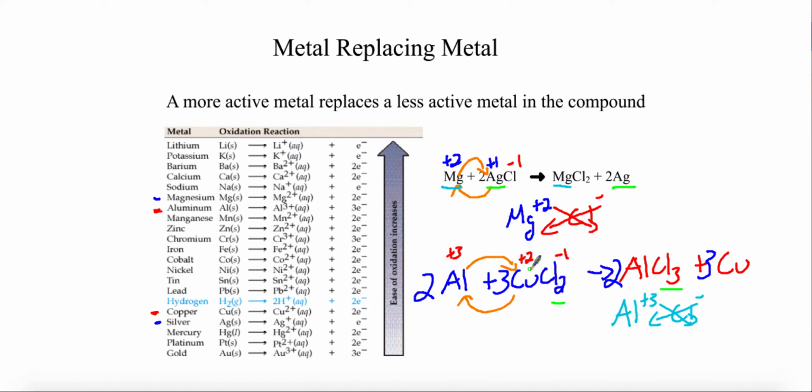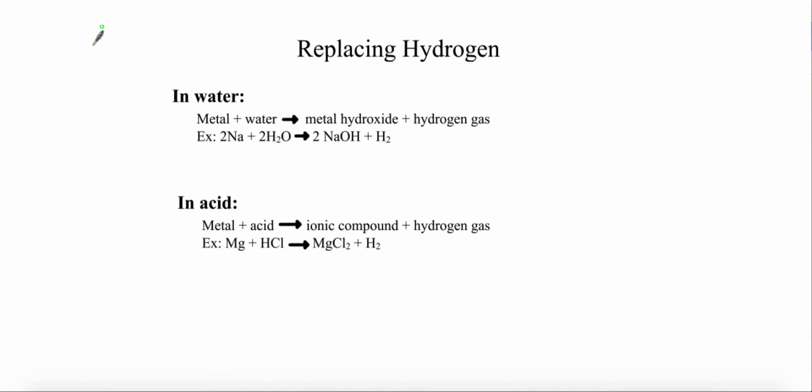So here we just saw 2 metals replacing one another in a compound. So now let's take a look at a different example where we are replacing hydrogen atoms. So we're going to look at 2 scenarios with replacing hydrogen: when you replace a hydrogen in a molecule of water, and when you replace a hydrogen in a molecule of acid.